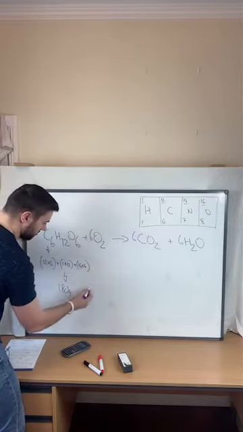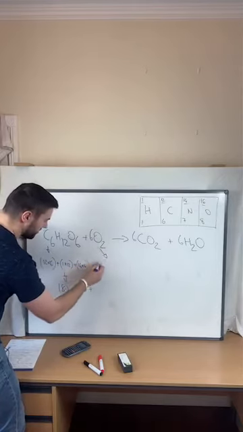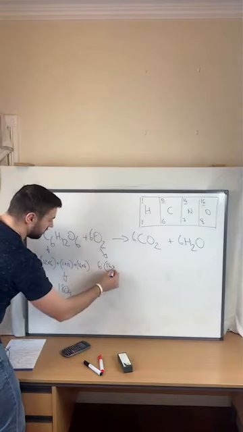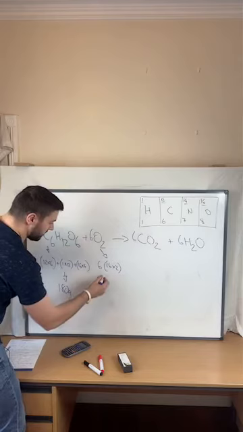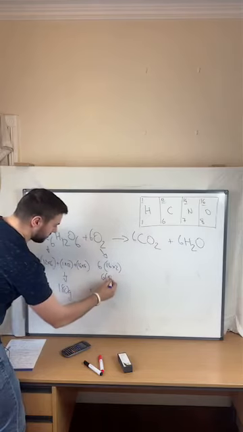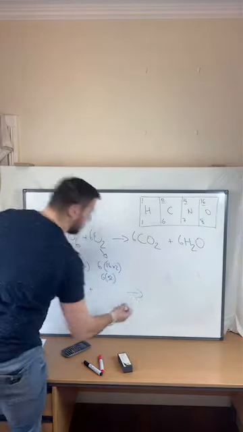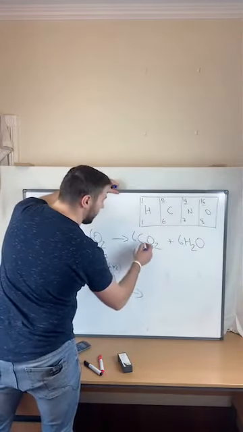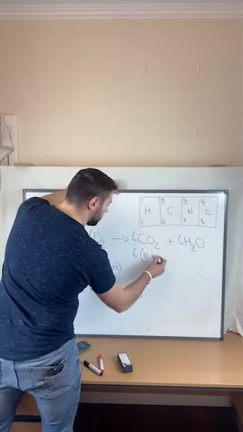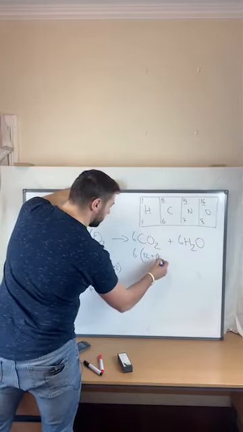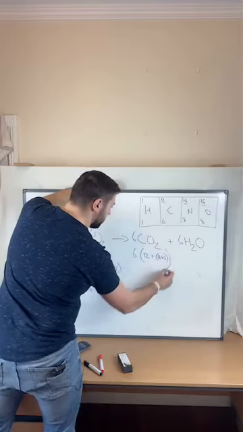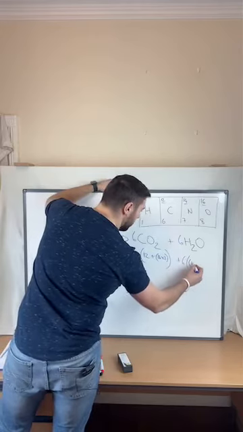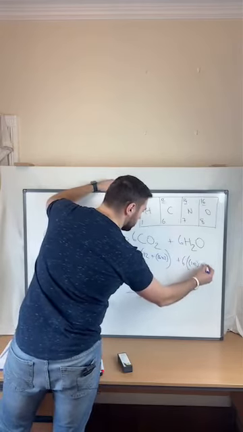6O2, we put the 6 outside the bracket. We have O2 being 16 times 2. I'm going to leave this one to you to work out, but it's 6 times 32. Have a go cracking that. And then over here, we haven't done CO2 yet, so it's 6 times, what's carbon? That's 12 plus 16 times 2. And we have 6 times 1 times 2 plus 16.